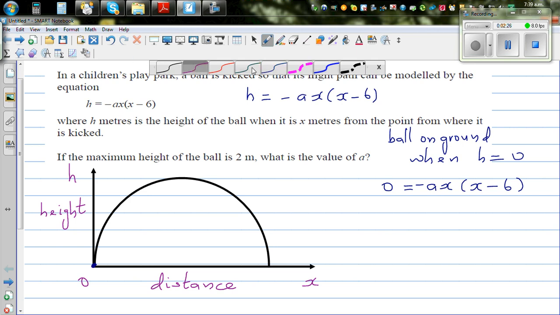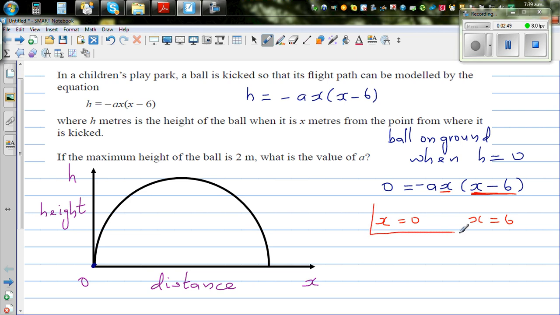Well, x has to be 0. If x is 0, the whole thing will become 0, because 0 times anything will give you 0. For which value of x can this whole bracket become 0? Well, x is equal to 6. So when x is 0 or x is 6, the ball is on the ground. And this does make sense, isn't it? When x is 0 here, the ball is on the ground, and when x is 6, the ball is again on the ground.